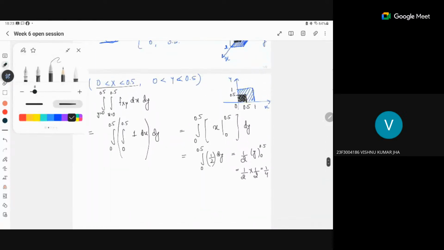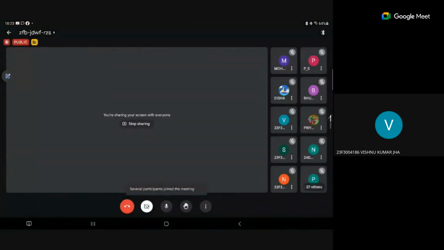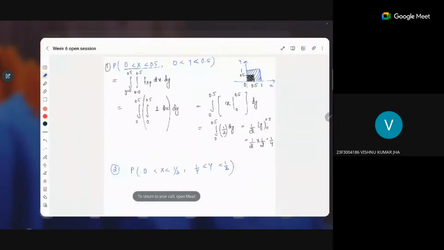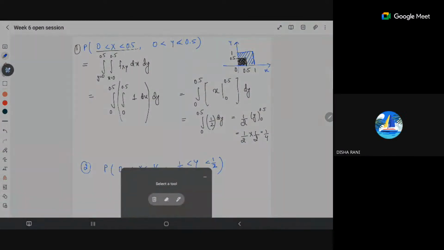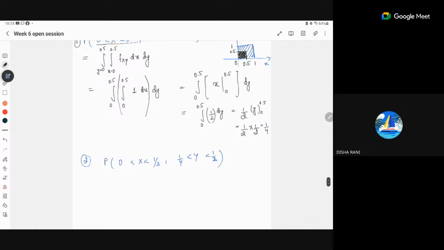Let's say find the probability that x lies between 0 to 1 by 3 and y lies between 1 by 4 to 1 by 2. How will you do this? It's the same distribution, the same joint PDF. By double integration.